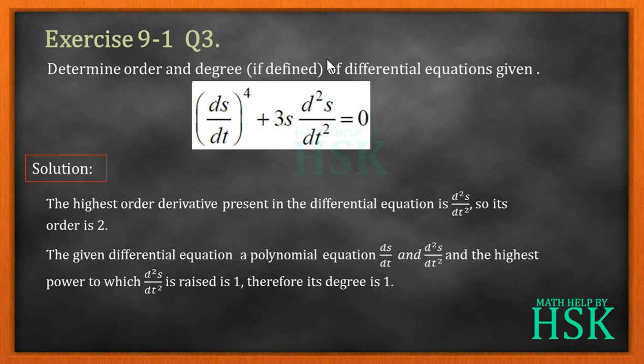The given differential equation is polynomial in ds upon dt and d2s upon dt square, because the powers to which both these terms are raised are natural numbers. The power to which the highest derivative, d2s upon dt square, is raised is 1. So therefore the degree of this differential equation would be 1. Okay, fine. So we look for the power to which the highest order derivative is raised to calculate the degree of the differential equation.